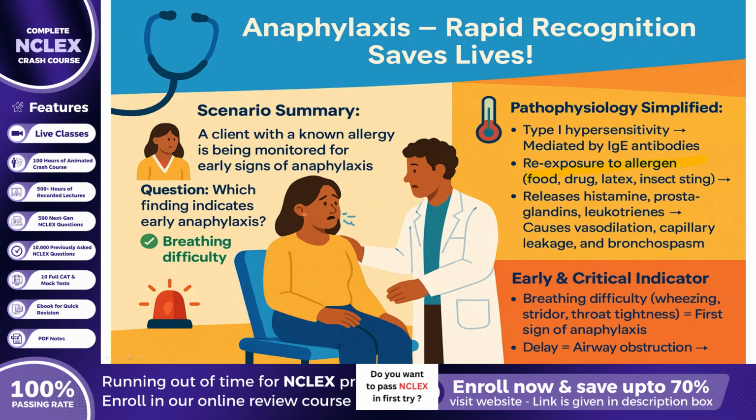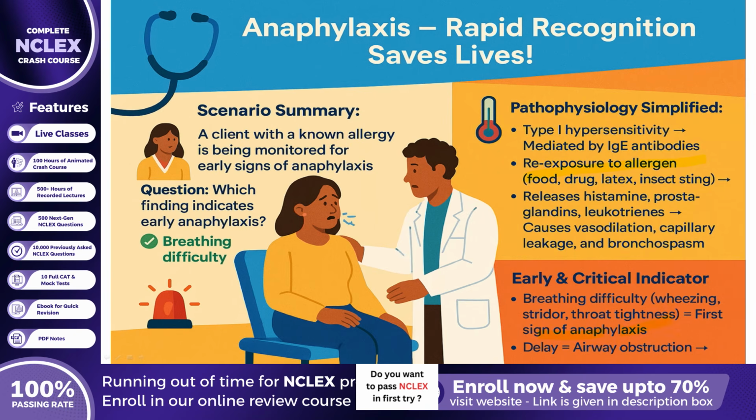The very first and most critical sign of anaphylaxis is breathing difficulty, which can present as wheezing, stridor, shortness of breath, or a feeling of throat tightness. This occurs due to laryngeal edema and bronchospasm that compromise airflow. Rapid recognition is essential because airway obstruction and circulatory collapse can occur within minutes. The nurse must immediately discontinue exposure to the allergen, call for help, and administer intramuscular epinephrine in the mid-anterolateral thigh, followed by oxygen, airway management, and intravenous fluids as prescribed.